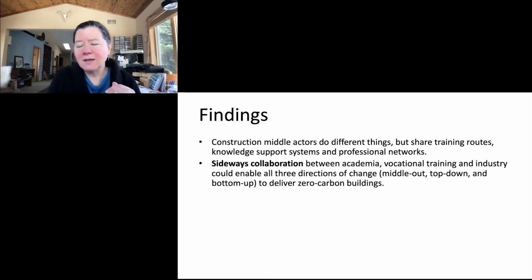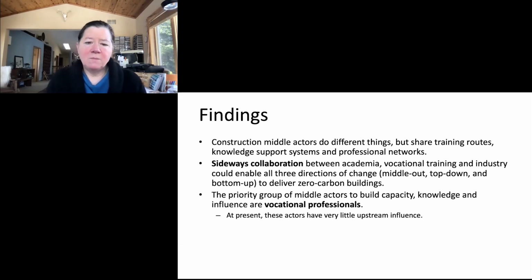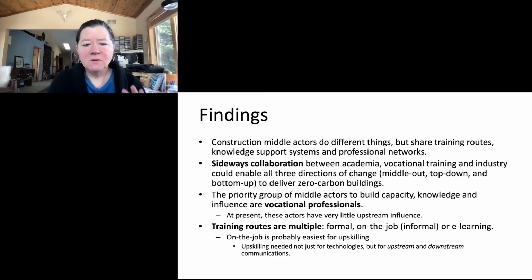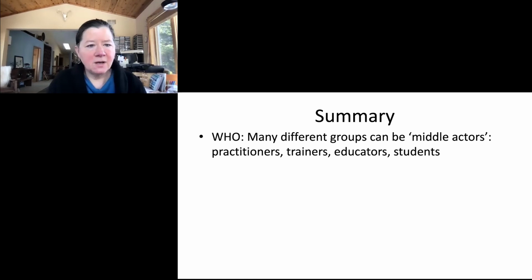This is a complementary way of thinking about how change happens to deliver zero carbon buildings. We also found that the priority group of middle actors who need to build capacity, knowledge, and influence are vocational professionals. And so that, again, ties back to Gavin's paper. And we found that at present, these actors have very little upstream influence. That means that they don't really have a connection to government in the same way that, say, designers do. And we also think that the training routes are multiple, so formal training, on the job, or e-learning. For upskilling, we think on the job is probably the easiest. But what's important about this is that upskilling is not needed just for technology, but also for communicating upstream and downstream.